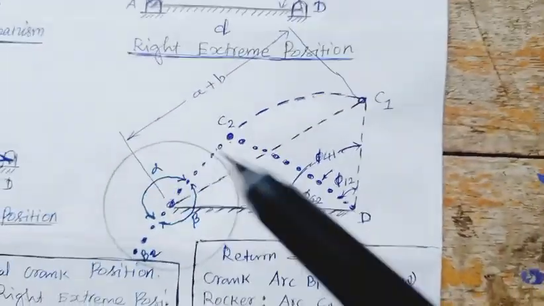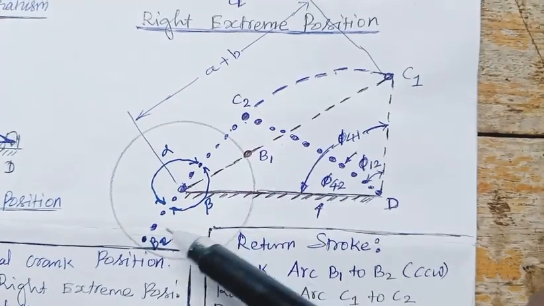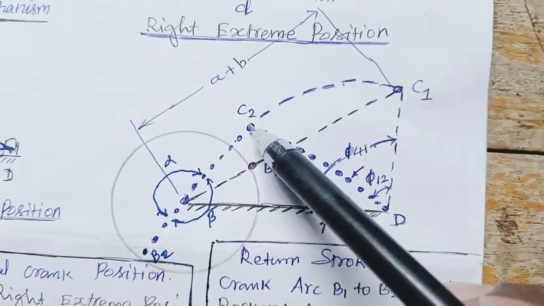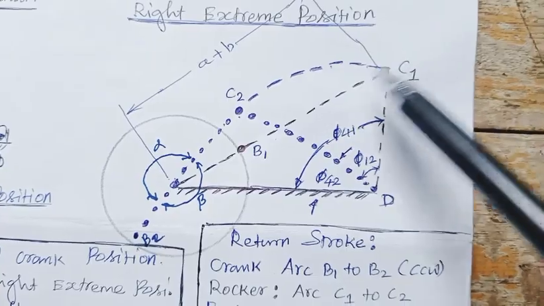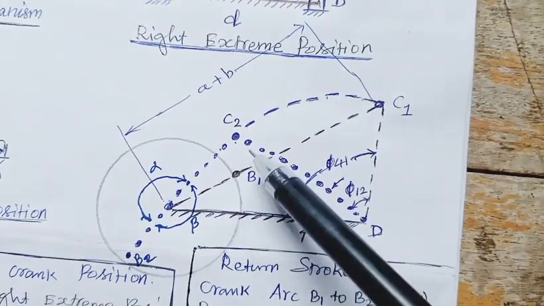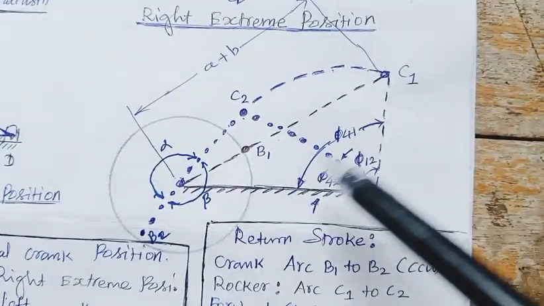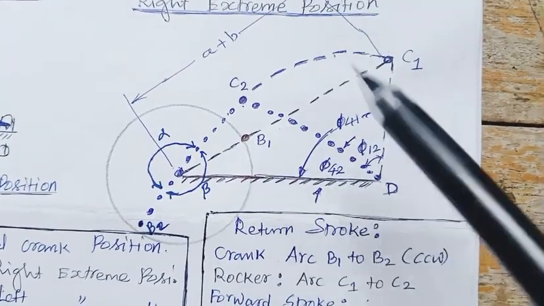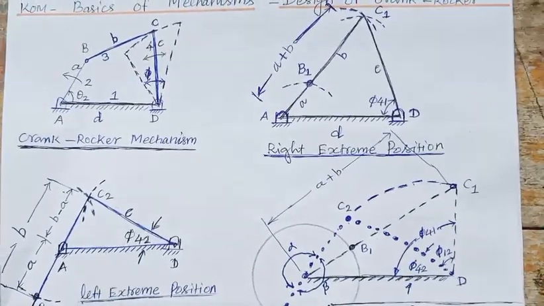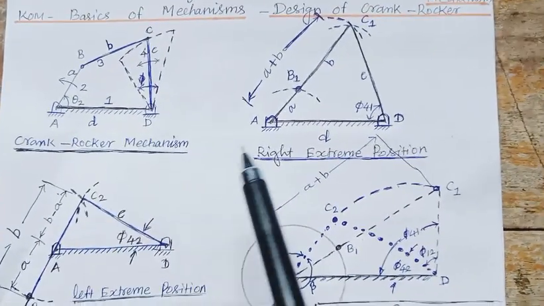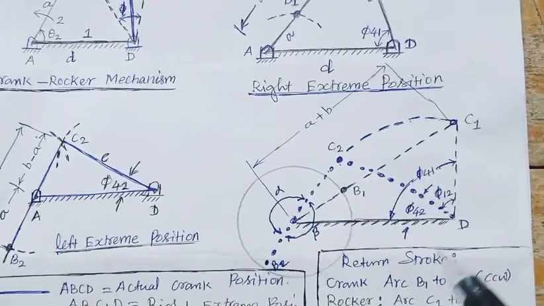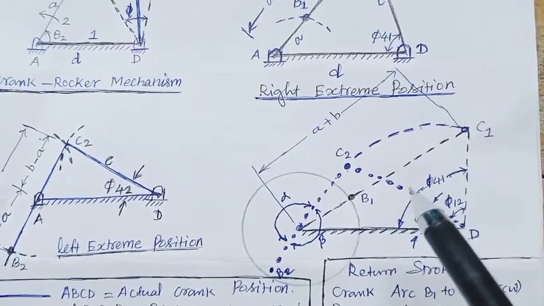Here is the combined diagram: the dotted line means left extreme position and the dashed line means right extreme position. The rocker moves from C2 to C1. The overall length here is a plus b, crank and connecting rod. So this is the combination of the left and right extreme positions in one diagram. Again, you see the overall pictorial view: crank rocker, right extreme, left extreme, and this is the combined one.